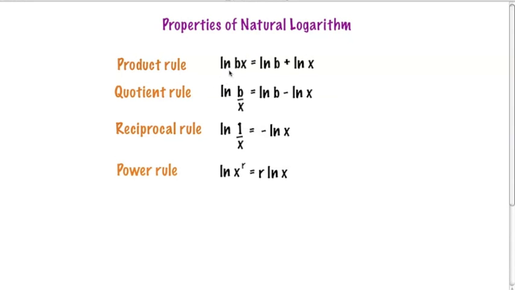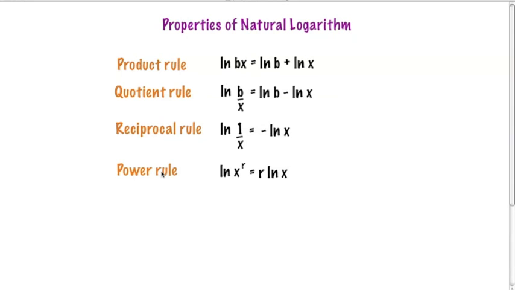Let's say we meet an expression like ln bx. We can convert it to ln b plus ln x. The second rule, let's say we meet an expression of ln b over x. We can convert it to ln b minus ln x. The third rule, the reciprocal rule. The expression ln 1 over x, we can change it to negative ln x.